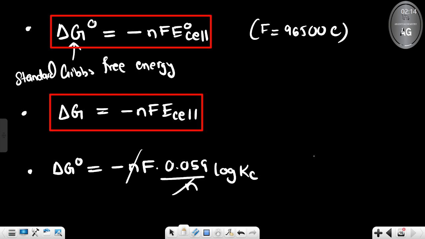Clear? So the relation is 0.059 upon nf into log Kc. Please remember there is a minus sign over here. This is where you miss out minus values. The minus values you miss out.